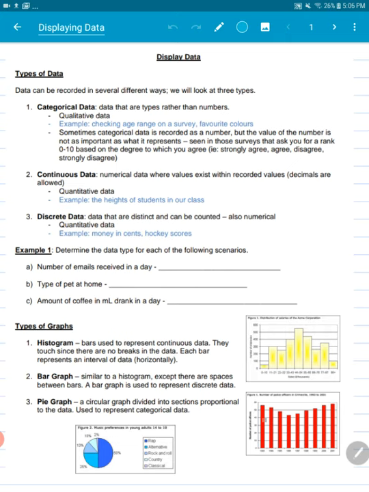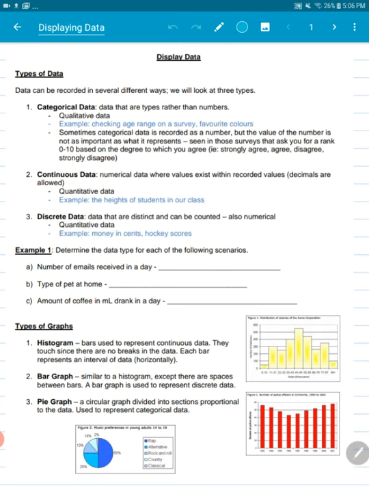For continuous data, this is numerical data. So now you want numbers where values exist within recorded values. So decimals are allowed. That's a big difference between this one and the next topic. Decimals are allowed. This is quantitative data. Quantitative means you're measuring a quantity, a number, a value. You're recording it. So for example, the heights of students in our class, that would be continuous because you can have any decimal in between. It's not just you are 130 centimeters or 135 and that's it. Like you can go anywhere in between decimals.